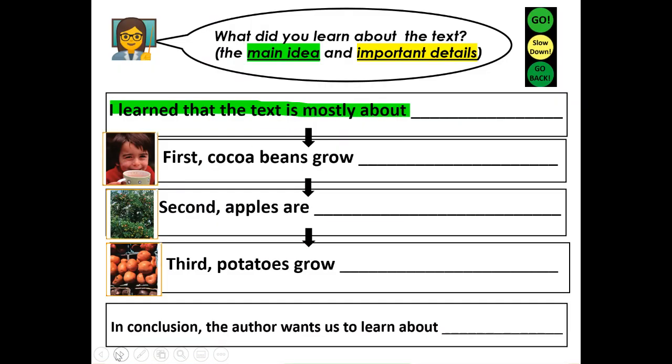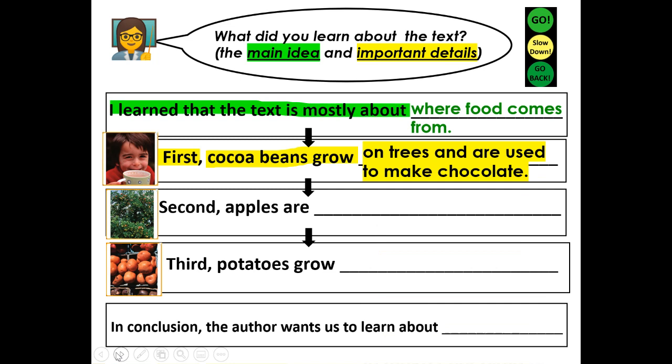So, I learned the text is mostly about where food comes from. First, cocoa beans grow on trees and are used to make chocolate. So, that's my first detailed sentence. First, cocoa beans grow on trees and are used to make chocolate.